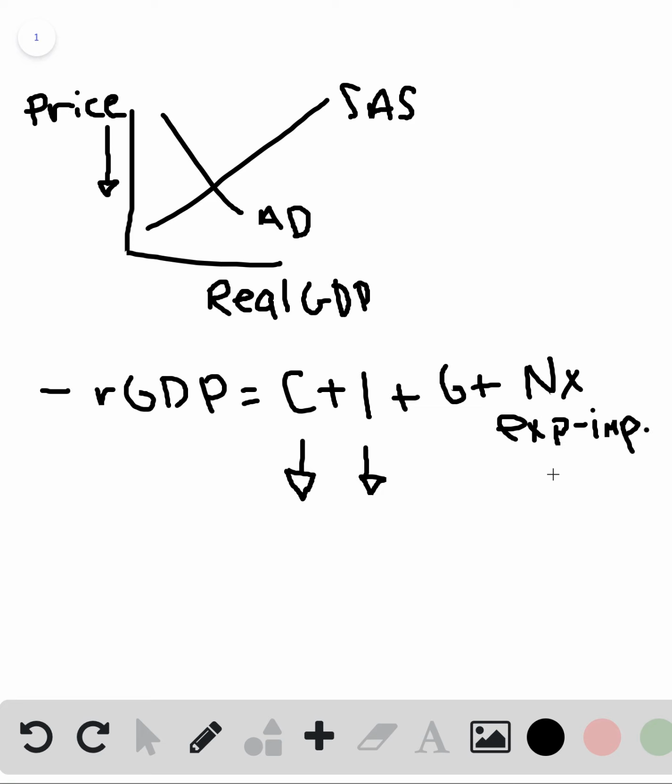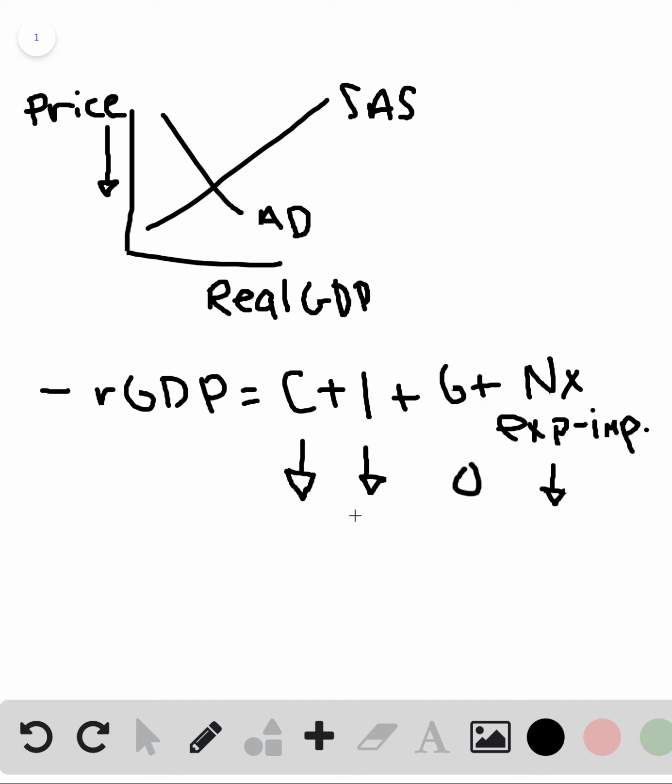So the US will be exporting less because the US goods are so expensive because the price level increased, but the US will be importing a lot more because other foreign goods are going to be relatively less expensive. So if imports increase and exports decrease, overall net exports will also decrease. And remember, we are assuming that government spending is not influenced by a change in price level, so this is going to be zero change.